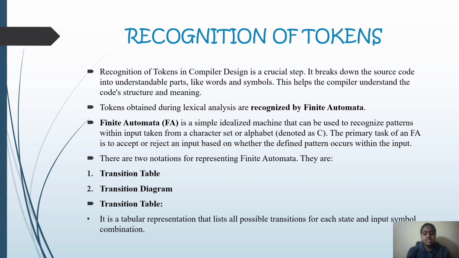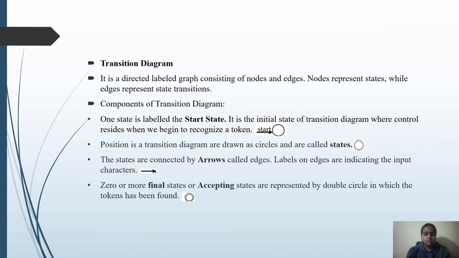Transition table. It is a tabular representation that lists all possible transitions for each state and input symbol combination. Transition diagram. It is a directed labeled graph consisting of nodes and edges. Nodes represent states while edges represent state transitions.